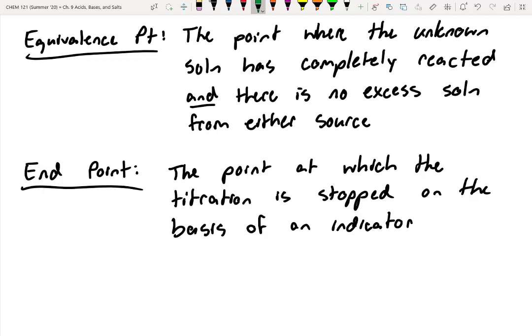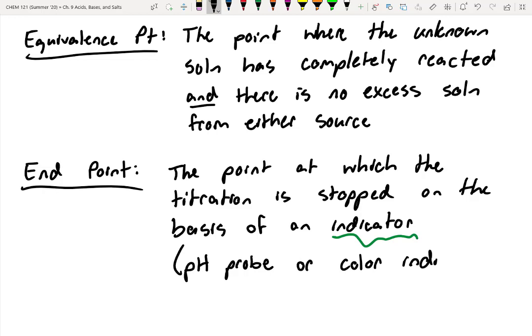All right, and these indicators vary a little bit. It's usually either a pH probe, meaning we can just see the readout of the pH of the solution, or commonly we use these color indicators, in which case there's a noticeable color change of the solution underneath the burette telling us you need to stop right now and measure the volume dispensed.